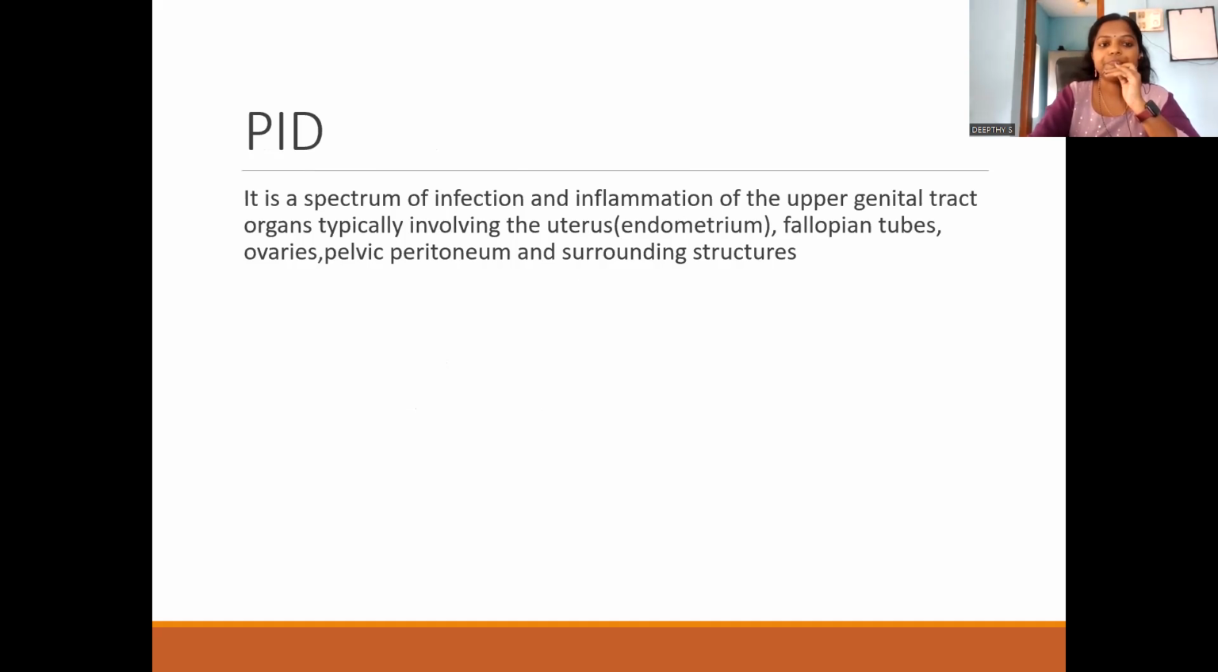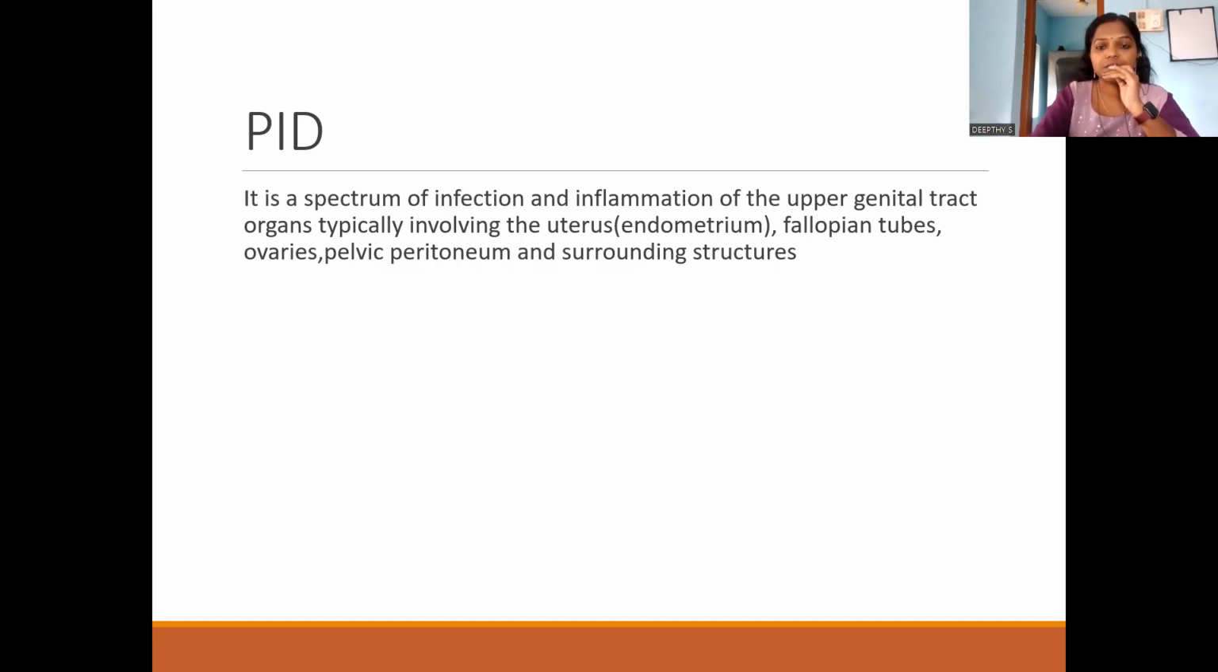So what is PID? PID is a spectrum of infection and inflammation of the upper genital tract organs, typically involving the uterus, endometrium, fallopian tube, ovaries, pelvic peritoneum, and the surrounding structures. That is PID, pelvic inflammatory disease, meaning it involves the upper genital organs. In this disease, only the upper genital organs are involved, not the lower genital organs. So the vagina and the cervix are excluded here.